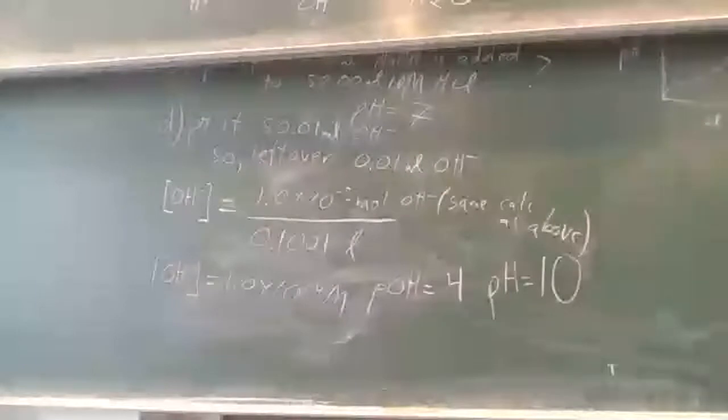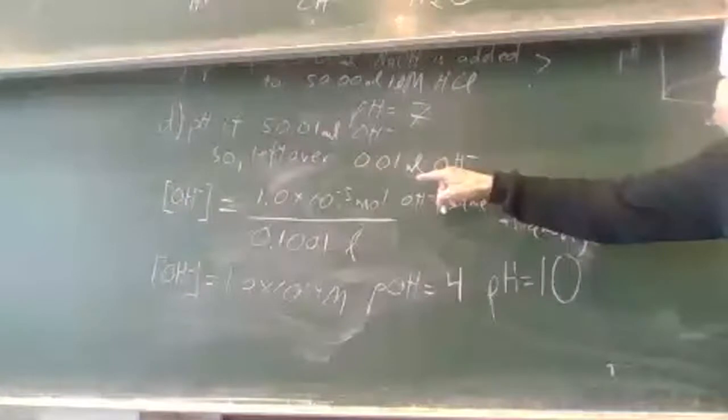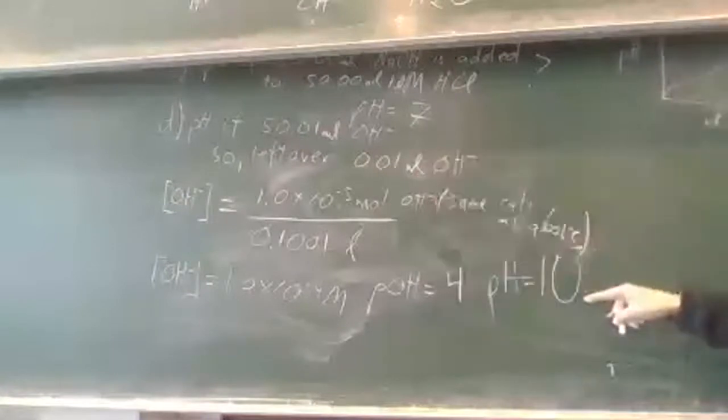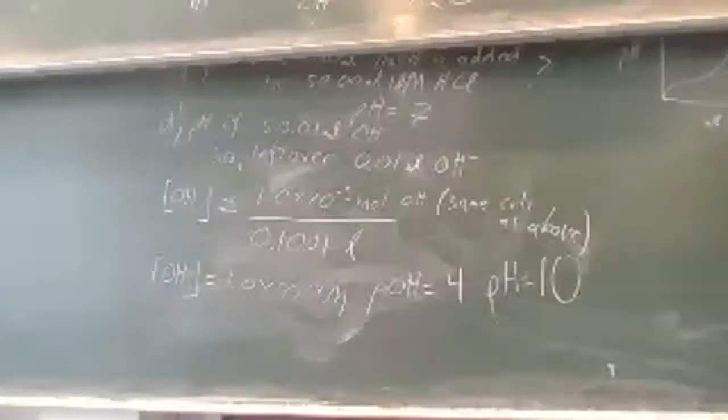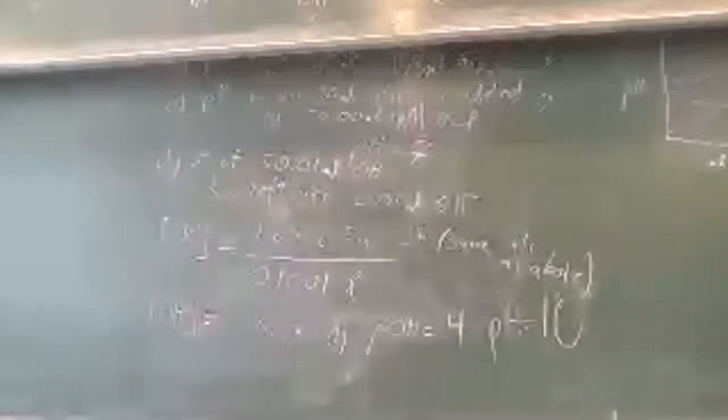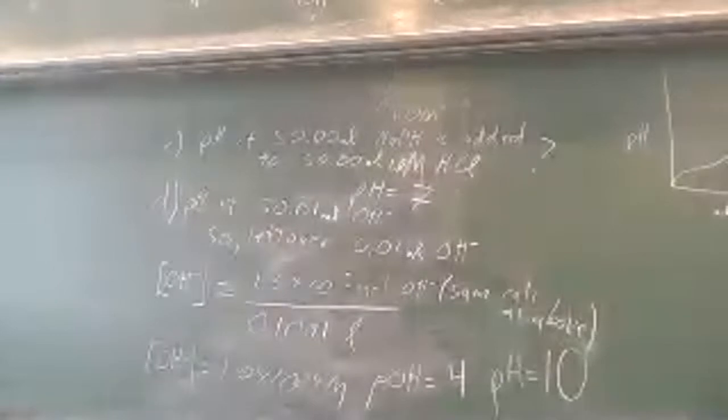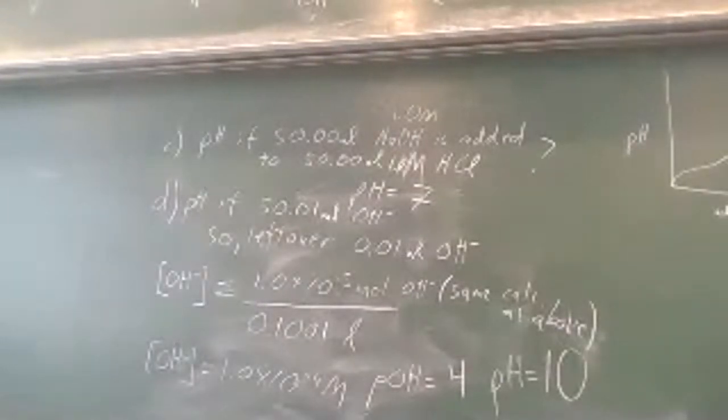And pretty basic, isn't it? Like 7 is neutral. So again, I added just a tiny bit of OH minus, and that really changed the pH a lot. And as Lola said earlier, it's a really steep graph here. It's really steep in the middle where it's rapidly changing. Questions, comments from you? Anthony and then Penelope.